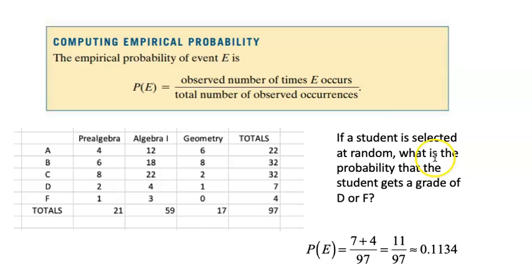Now, if a student is selected at random, what is the probability the student gets a grade of D or F? So we have 7 D students and 4 F students. So any student selected at random, any one of the freshman class, 7 earned D, 4 were given an F. So 7 plus 4 total, or 11 out of 97, 11 quote-unquote winners, hard to call D's and F's winners, but 11 in our event divided by 97 total gives us 11 97ths, or approximately 0.1134.